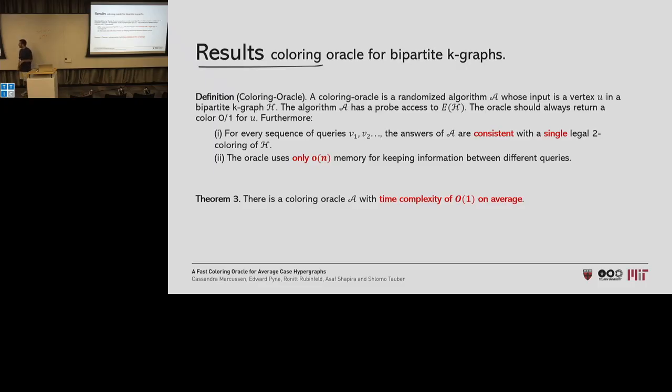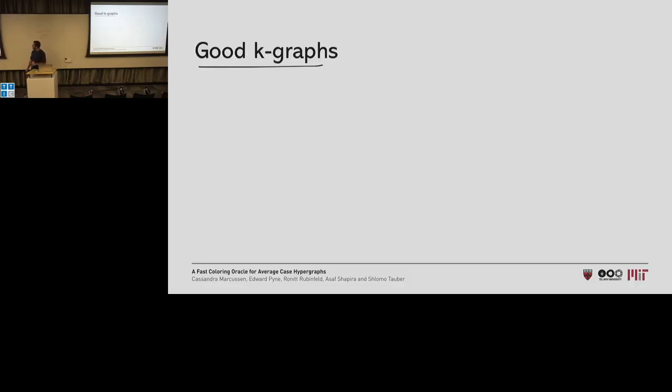And when we started to work on the oracle, we thought that in the best scenario we would achieve constant memory. Amazingly, we discovered that the oracle doesn't need to share any memory at all and still remain consistent. All of our results depend on the good K-graph property we found. Average case algorithms often rely on some nice property that most instances satisfy, and if an instance satisfies that property, it ensures efficient solvability.